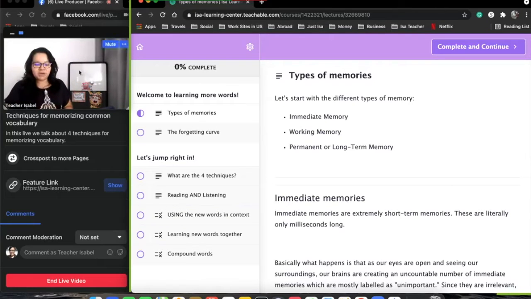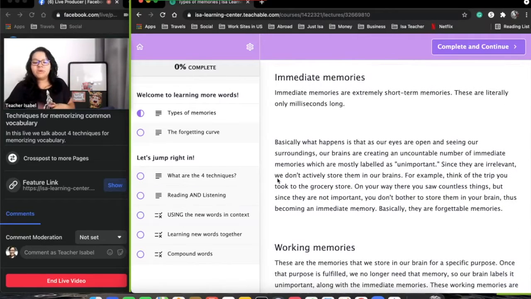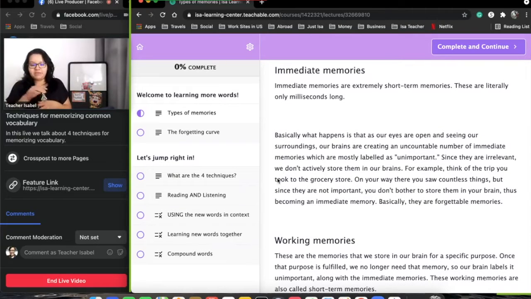The different types of memories are immediate memory, working memory, and permanent memory. Some people would call working memory short term memory, but let's go into them a little bit more. Immediate memories are the extremely short term memories. These are literally milliseconds long. For example, if you are on your way to the grocery store, right? Our eyes are literally seeing everything, even if our brain is not necessarily storing that information.